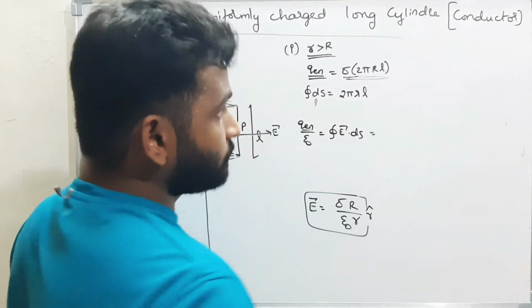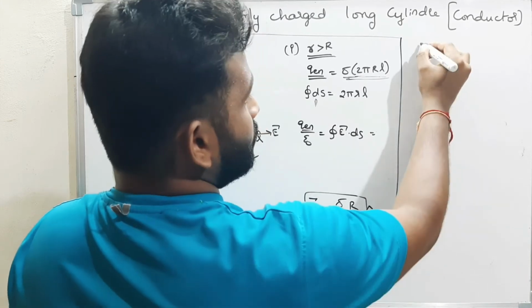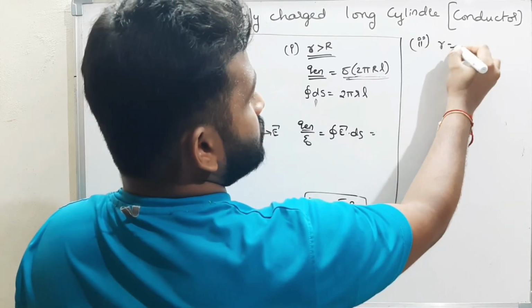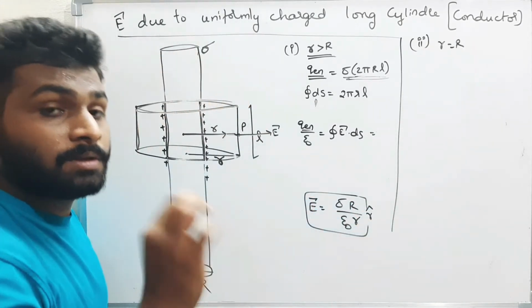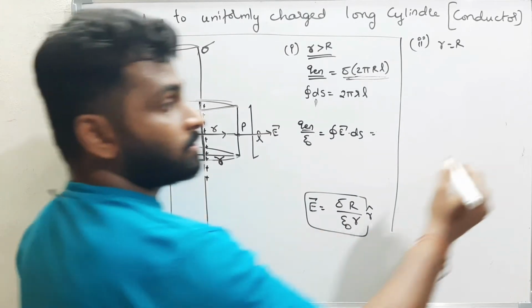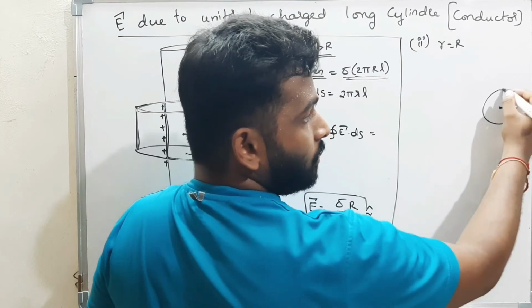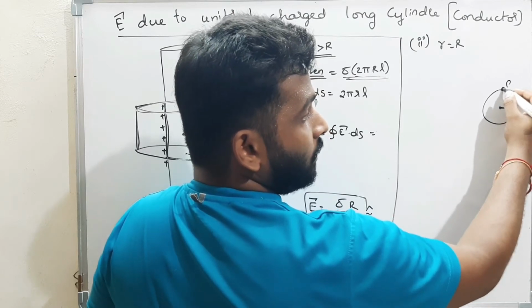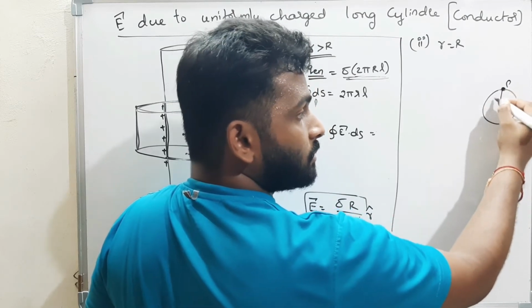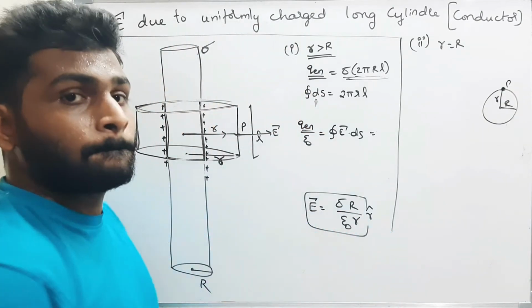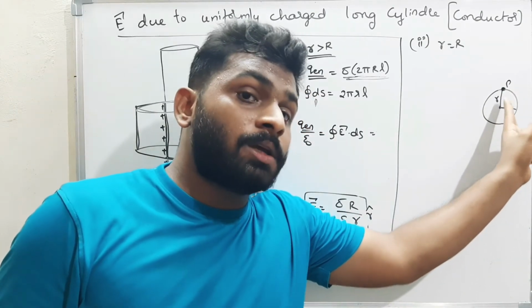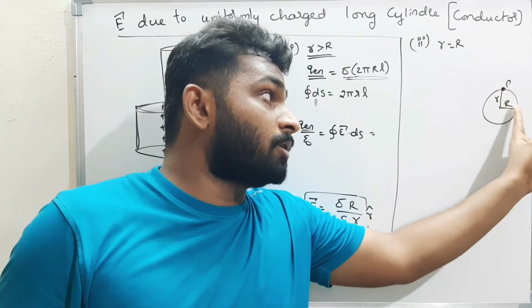Now by chance, if small r is equal to capital R, what is the meaning of that? That means the point is on the surface. That means this is a cylinder of radius R, and I am assuming a point P on the cylinder itself, at a distance r from the center. I am assuming a point P which is on the surface. Then small r is equal to capital R.